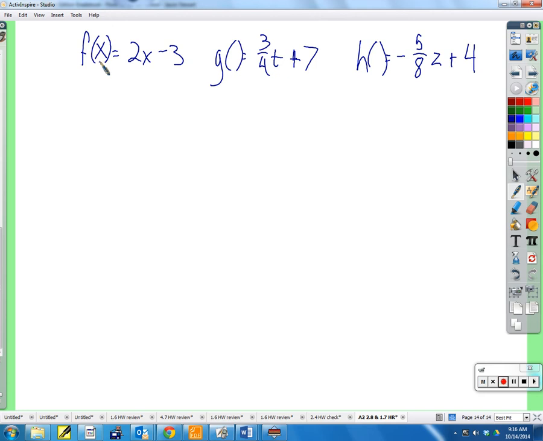What's the second one? G of t. T is the input here. G of t, it's a function of t. If you say g is a function of t, it means g, the output, is caused by, is a result of the input t. And this is h of z. Function h, it's called h. It's a function of z, meaning that z is the input. Simple idea.